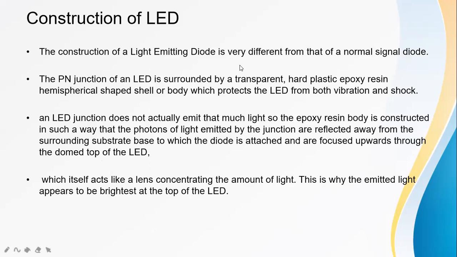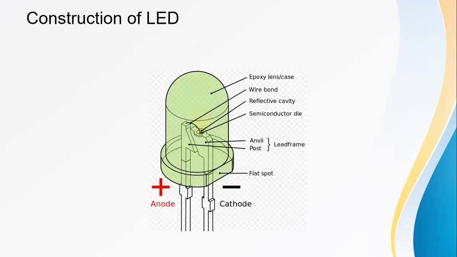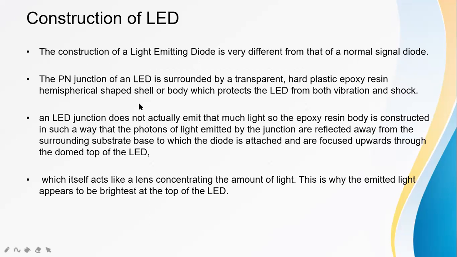The construction of an LED is very different from a normal silicon diode. The PN junction of an LED is surrounded by a transparent, hard plastic epoxy resin, a hemispherical shaped cell. This material is placed in an epoxy lens case to emit the light. Since it is emitting light, the material should definitely be transparent. The hemispherical shaped body also protects the LED from both vibration and shock.